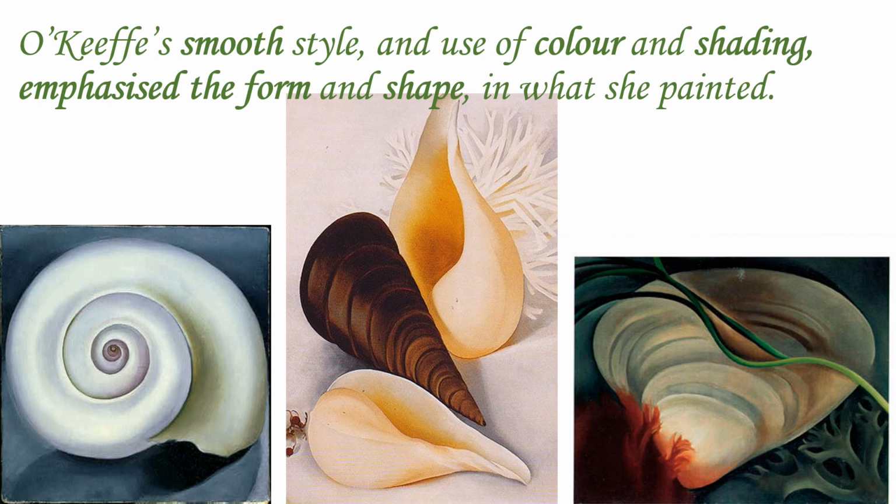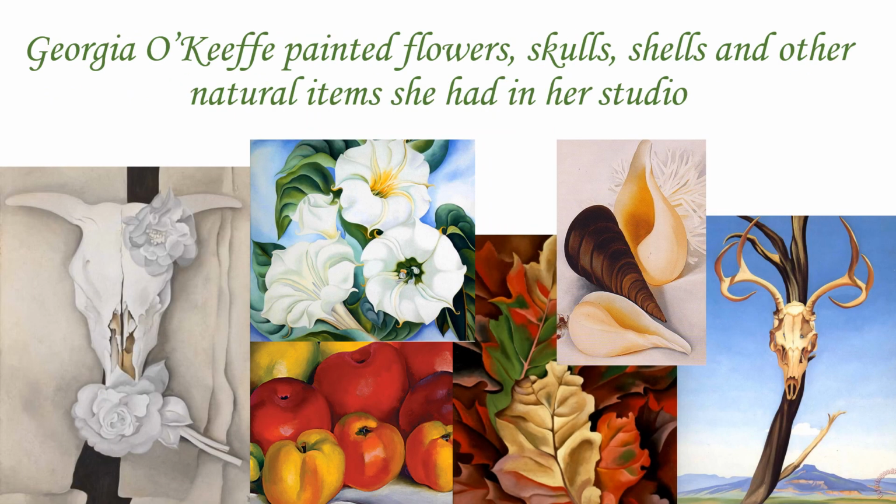O'Keeffe's smooth style and use of colour and shading emphasised the form and shape in what she painted, and that basically means that her work looked really smooth and really three-dimensional. She loved to paint flowers, but also skulls, shells and other natural items she found in her studio.